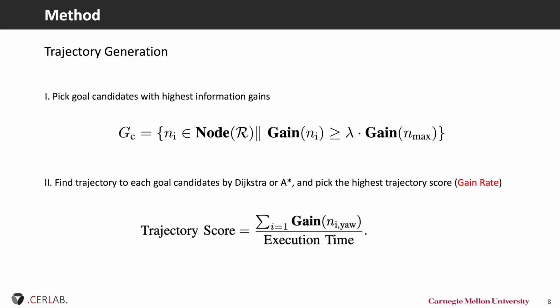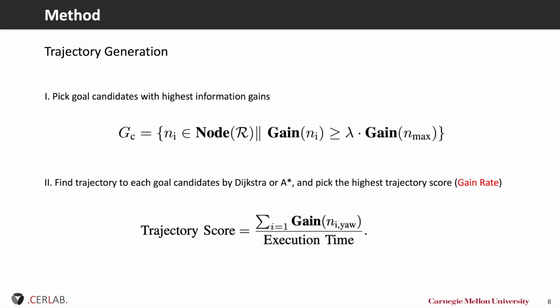From our roadmap, we define the following criteria to pick the goal candidates. The goal candidates should have information gain higher than lambda times the maximum information gain of all nodes. Lambda is our tuning parameter here.